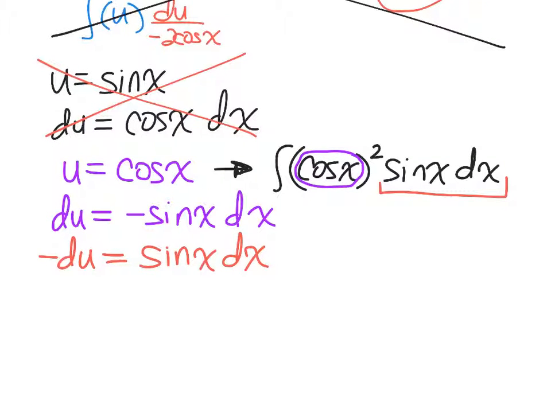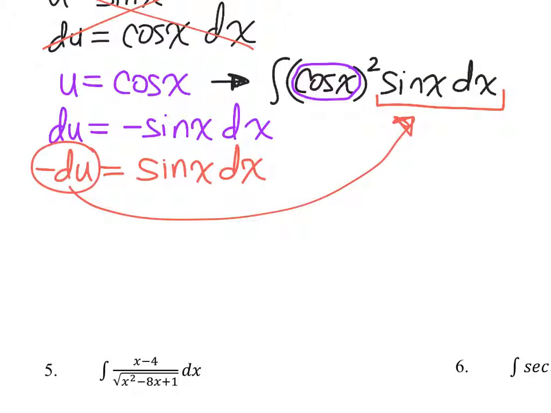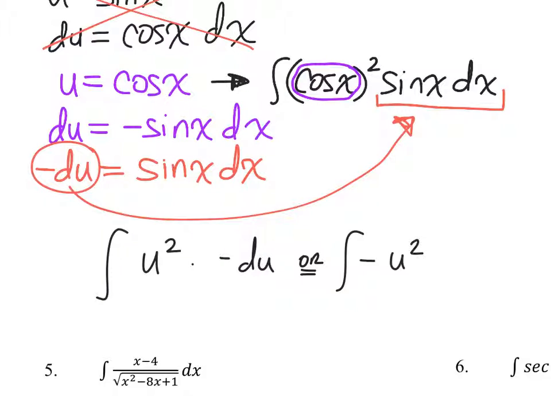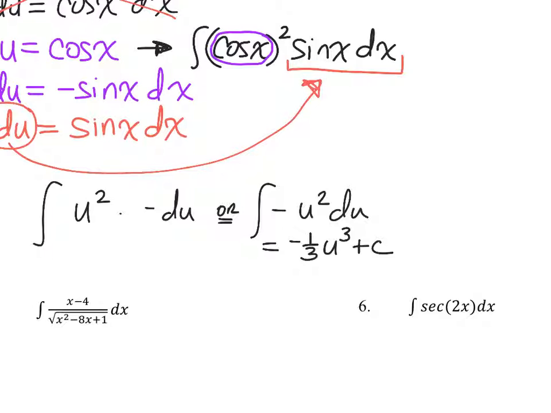All right, so at this point, we can do a clean substitution. We can replace the sine of x dx with a negative du. And so my new integral is going to be, instead of cosine squared, u squared times, instead of sine x dx, negative du, or clean it up, negative u squared du. Integrate that, increase the exponent by 1, divide by the new exponent: negative 1/3 u cubed plus c, with u being equal to cosine of x.